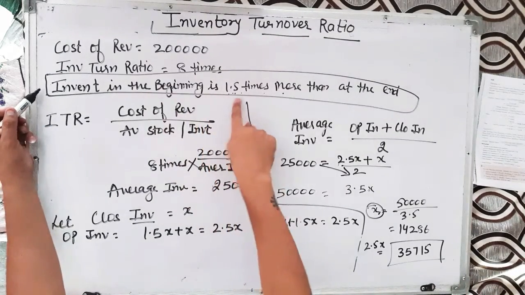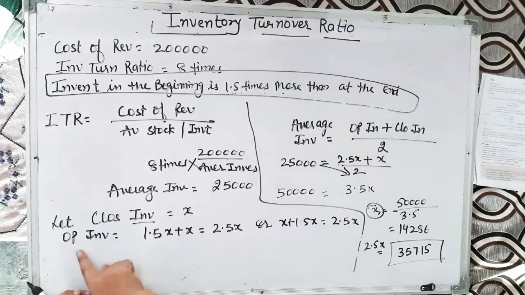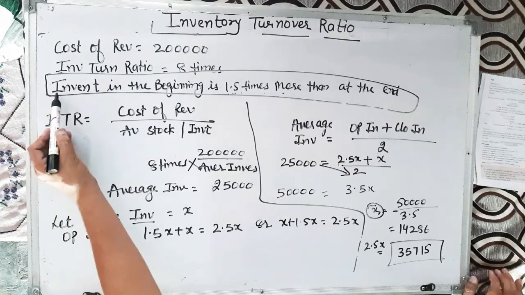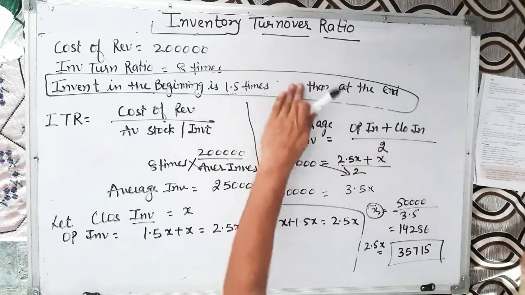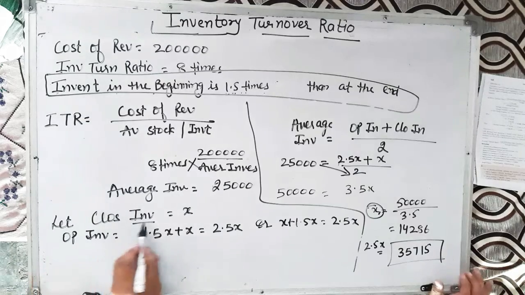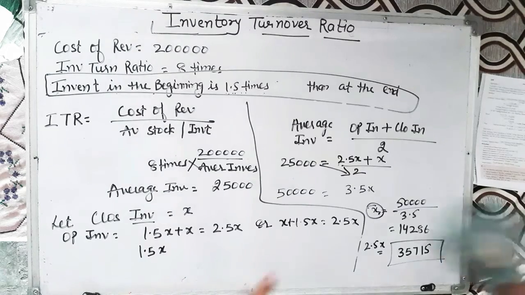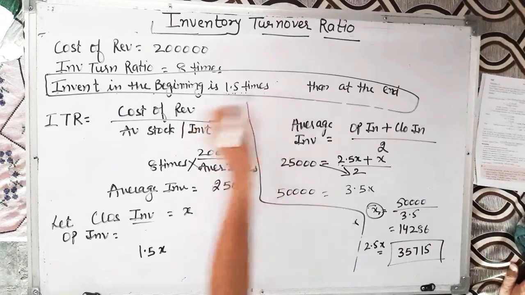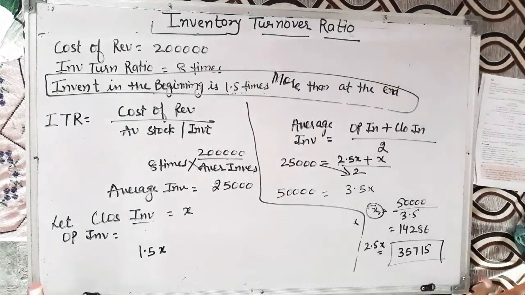Inventory in the beginning is 1.5 times more than at the end. So closing is x, opening will be 1.5x plus x, 2.5x. Okay. And if there is a simple thing, inventory in the beginning is 1.5 times the end, then closing is x, opening will be 1.5x only. Then there is no need to add x. So you have to read carefully whether more is given or not. Okay, hope you understood this topic.